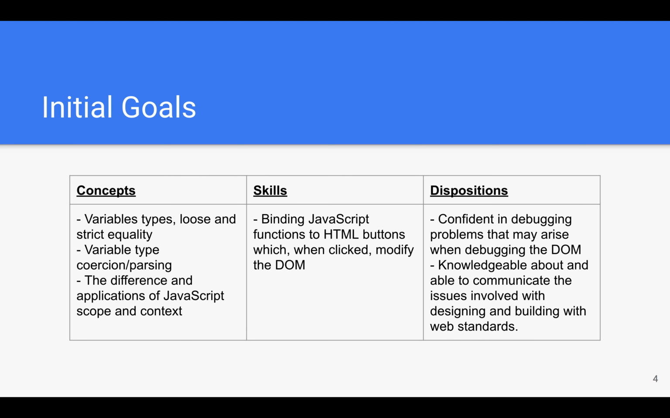The initial goals are defined here. You can see that there are two dispositional goals that I wanted to reinforce in students, in that they would be confident in debugging problems that may arise when debugging the DOM, and be knowledgeable about and be able to communicate the issues involved with designing and building web standards. The rest of these concepts and skills map to the requirements for PUI Lab Assignment 6, and we'll see how those have changed over the course of the design of this module.